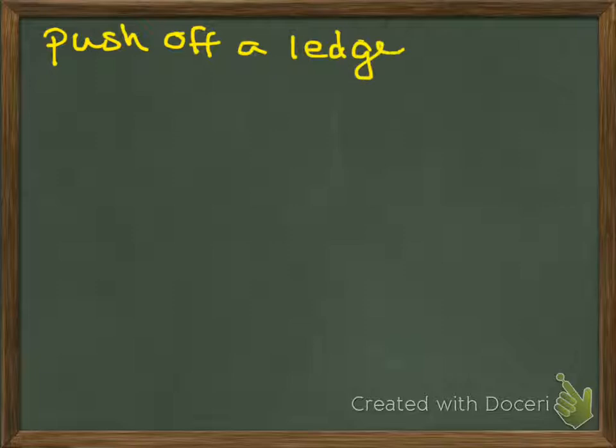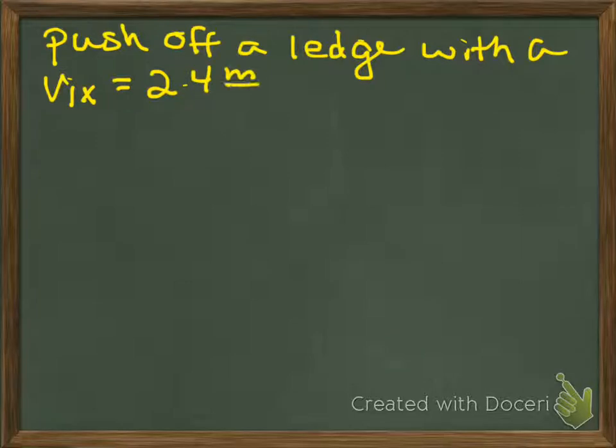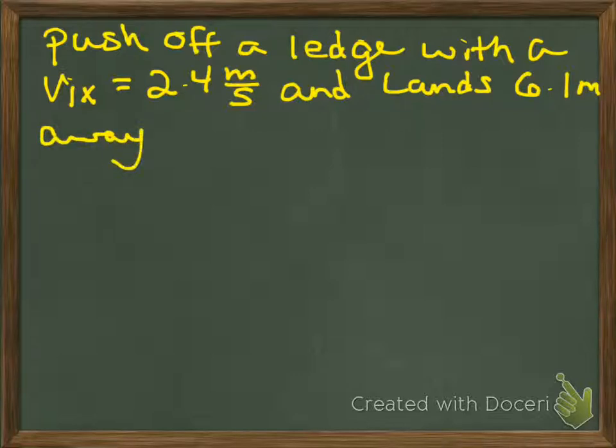So an object is pushed off a ledge with a velocity of 2.4 meters per second and lands 6.1 meters away. How high was the ledge?